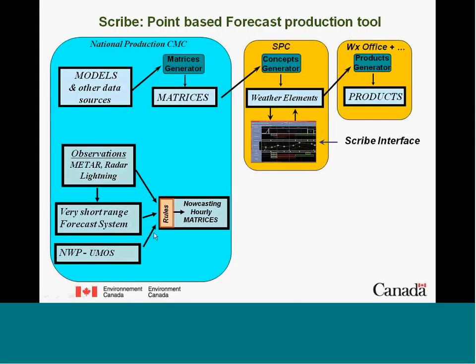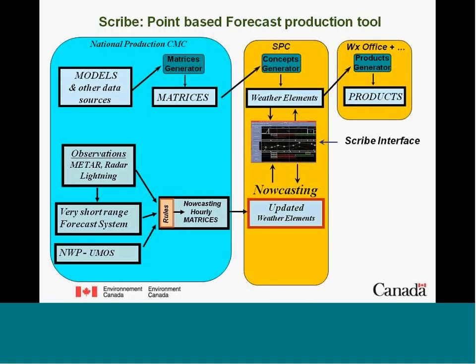Now, as it currently works, it's a point forecasting system, and it uses observations, such as tower, radar, and lightning, and produces a very short range forecast, as well as NWP and statistical models, and a set of rules that produce a sequence of weather elements that are coherent with each other. The weather elements are sent to the SCRIBE system, so the forecaster can use it interactively and take this forecast. But this is a point forecast system, and it's not on a grid.